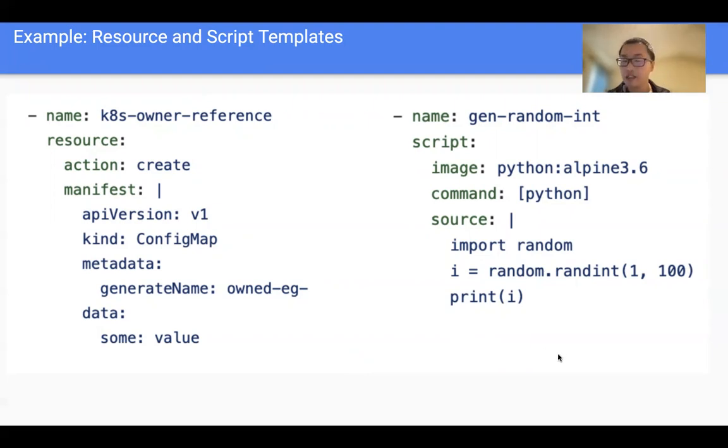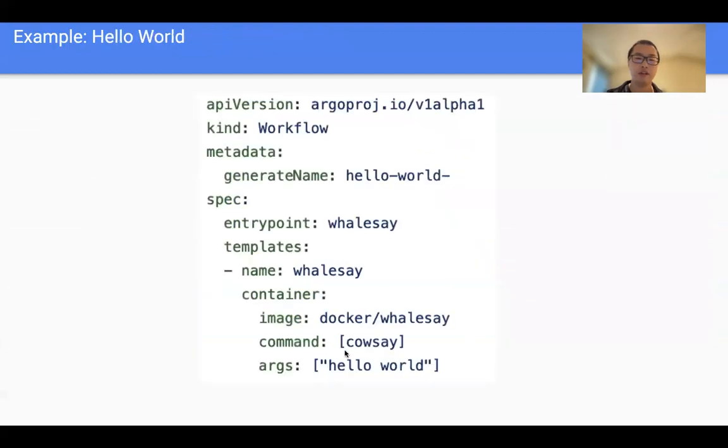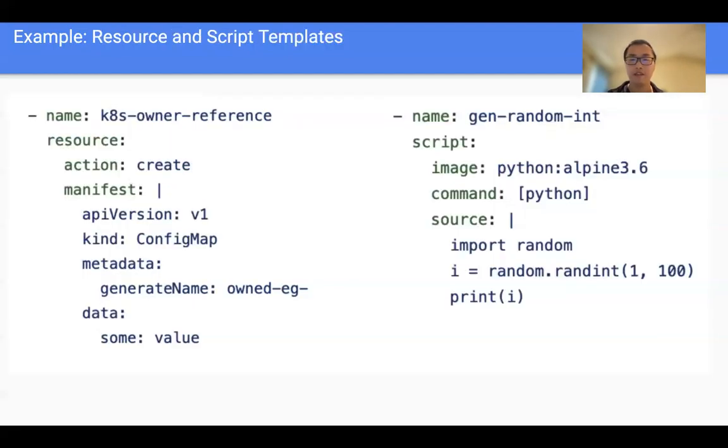On the right-hand side, that's perhaps the most useful to the Python community. You can specify a Python script providing the source code. For example, here we are generating some random numbers using the Python image. You can also specify this as a container if you like, such as in the hello world example. You can just specify the exact Python code command to run instead.